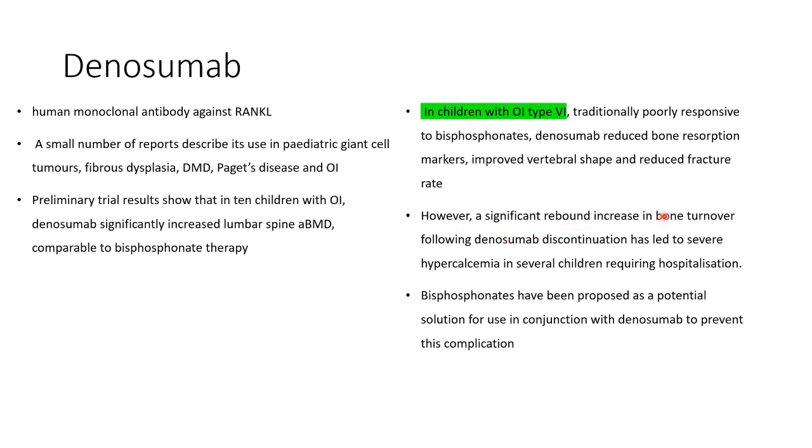However, a significant rebound increase in bone turnover following denosumab discontinuation has led to severe hypercalcemia in several children, requiring hospitalization. So bisphosphonates have been proposed as a potential solution for use in conjunction with denosumab to prevent this complication. So there is a concept of sequential therapy, and we will discuss this in other seminars.